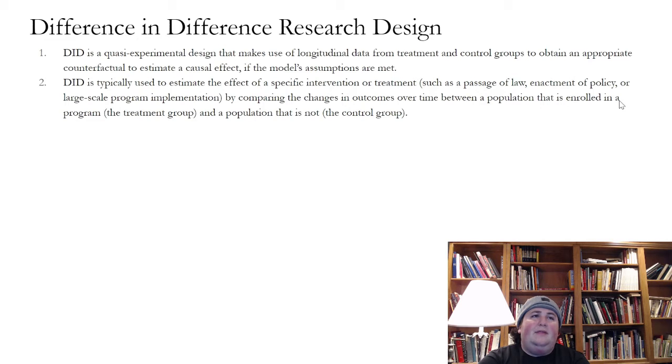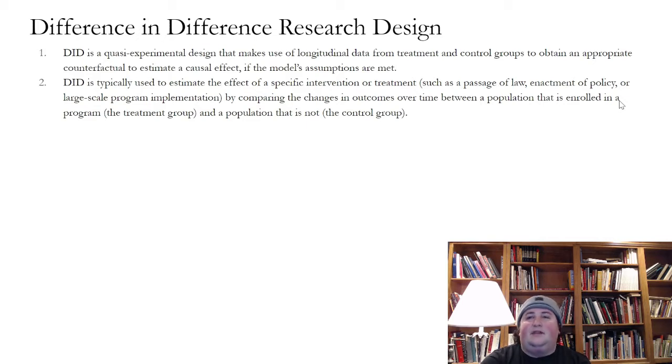The difference in difference is typically used to estimate the effect of a specific intervention or treatment, such as a passage of law, enactment of policy, or large scale implementation, by comparing the changes in outcome over time between a population that has enrolled in a program and a population that's not. So you can imagine if you wanted to know what was the effect of a law in a specific state, you could compare the state's performance to another state that didn't have a passage of a law.